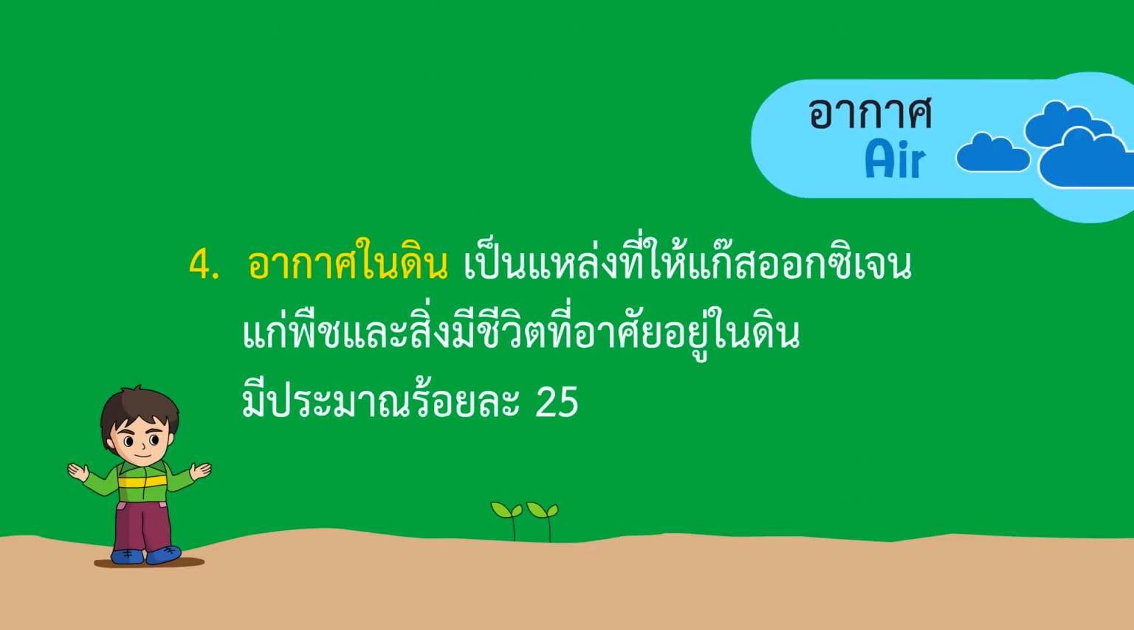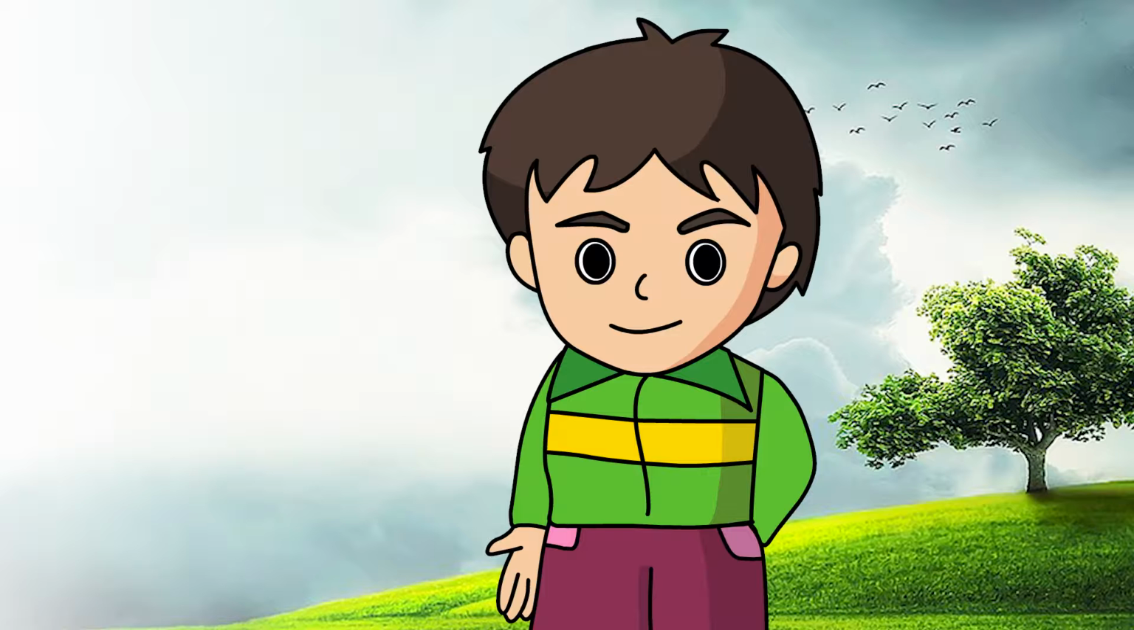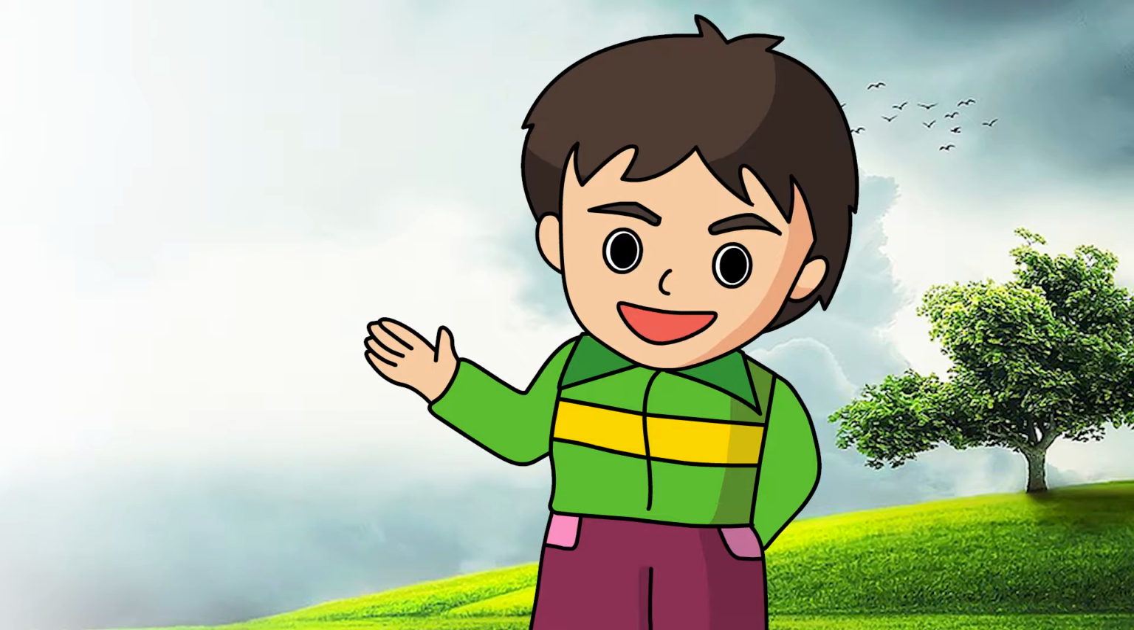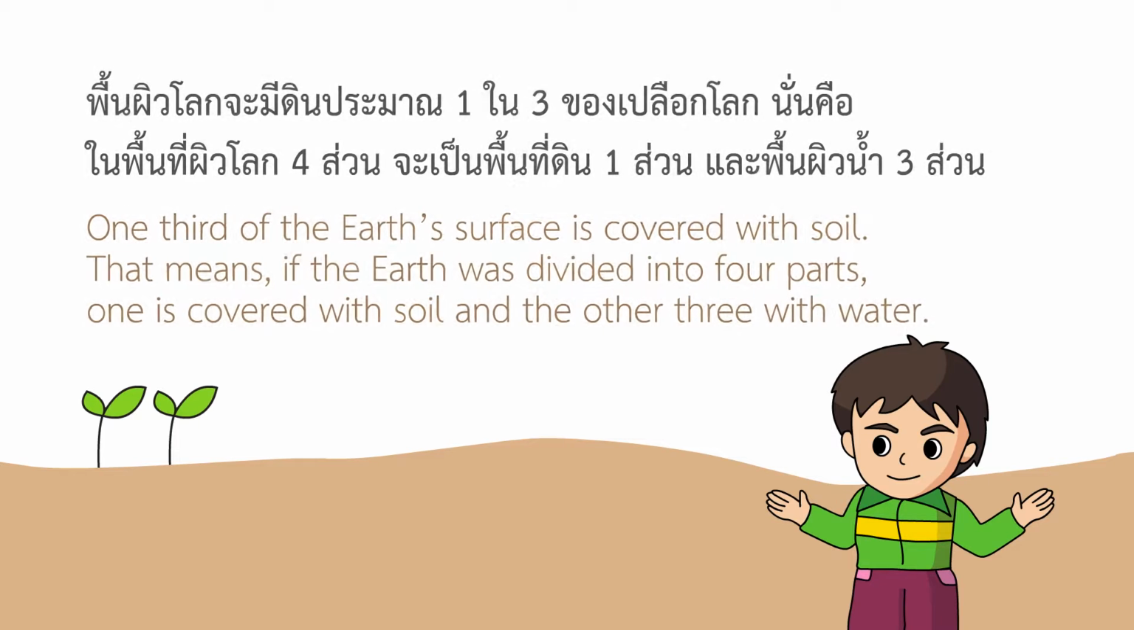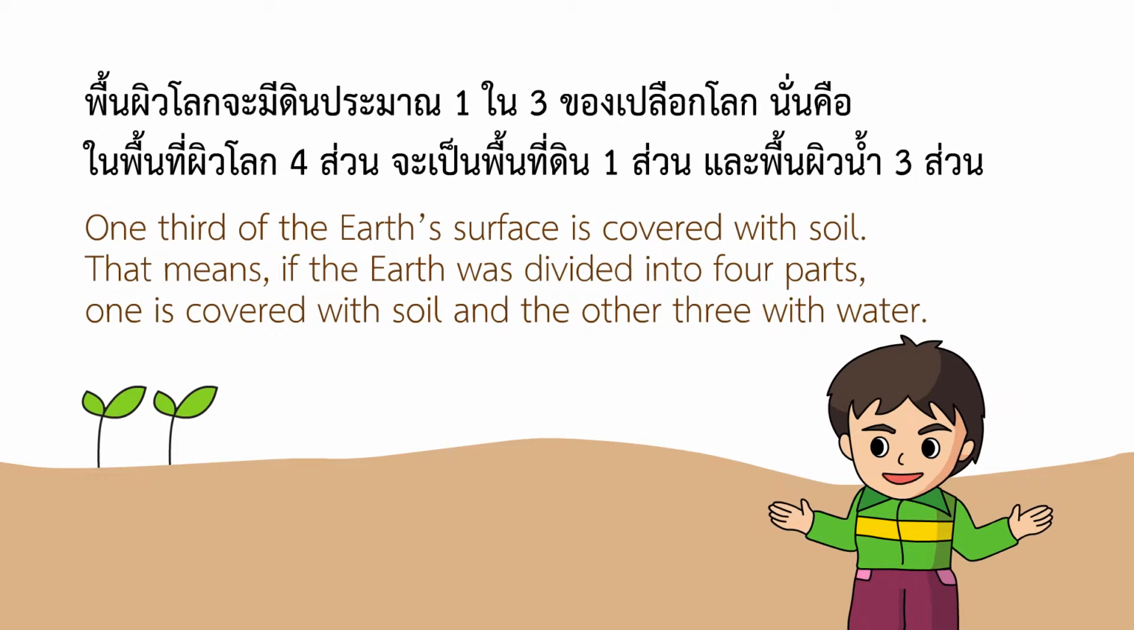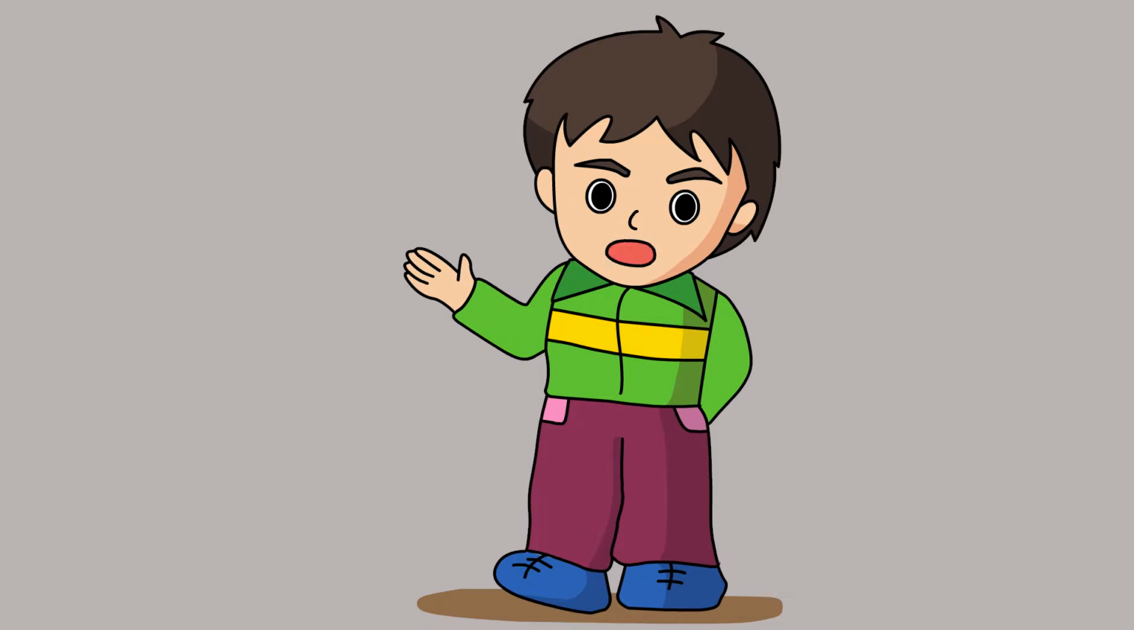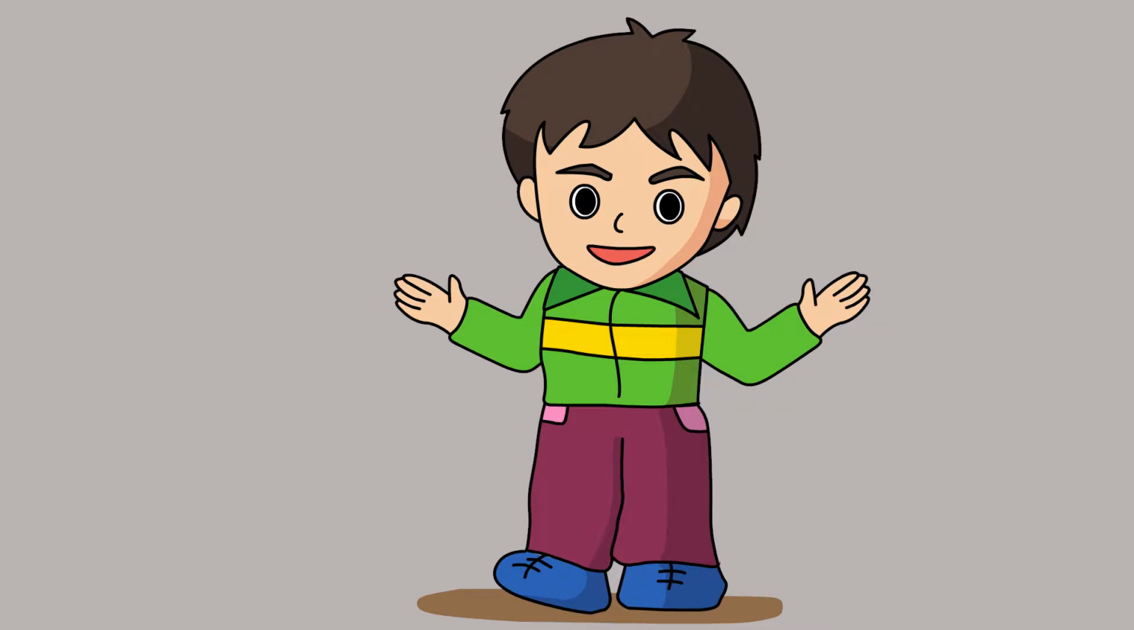4. Air is organisms' source of oxygen. It covers 25% of soil. 1/3 of the Earth's surface is covered with soil. That means if the Earth was divided into 4 parts, one is covered with soil and the other 3 with water.